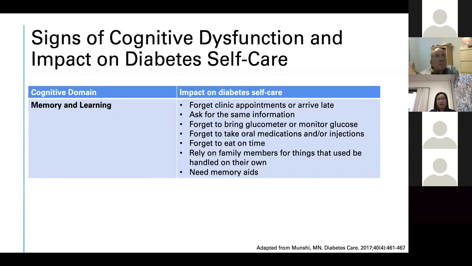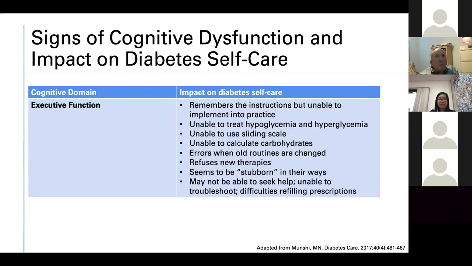So in terms of the signs of cognitive dysfunction and impact on diabetes self-care, if your patients are having difficulties with memory and learning, some ways that they may manifest is that they forget clinic appointments or they may arrive late. They ask for the same information each time. They may forget to bring their glucometer or their logbook or monitor their glucose, forget to take oral medications or injections. They may forget to eat on time. They often rely on family members for things that they used to be able to handle on their own. And they often tell you that they need memory aids, like they're writing things down on paper, or they're relying more on a calendar, or they're relying on their family for reminders.